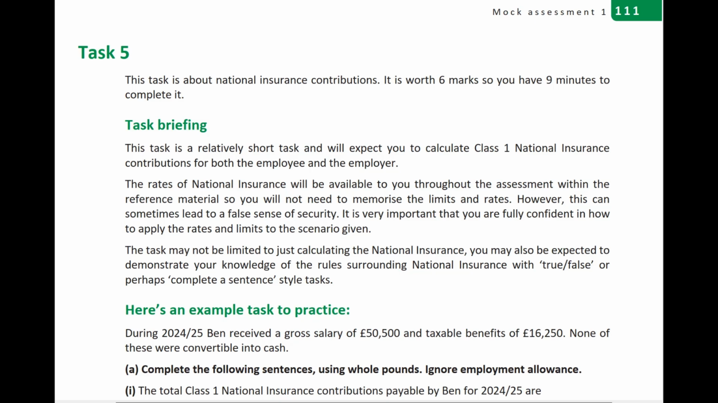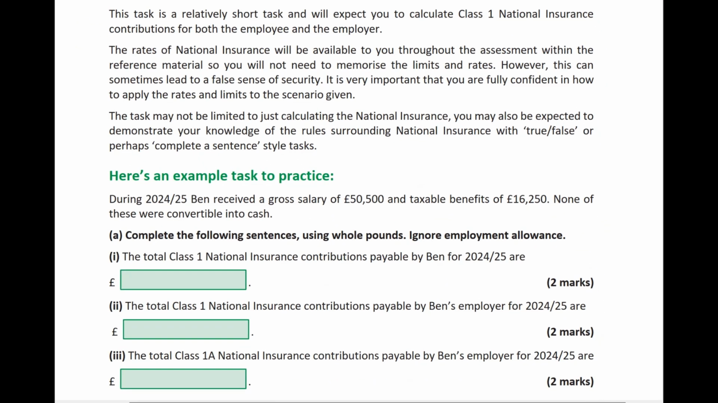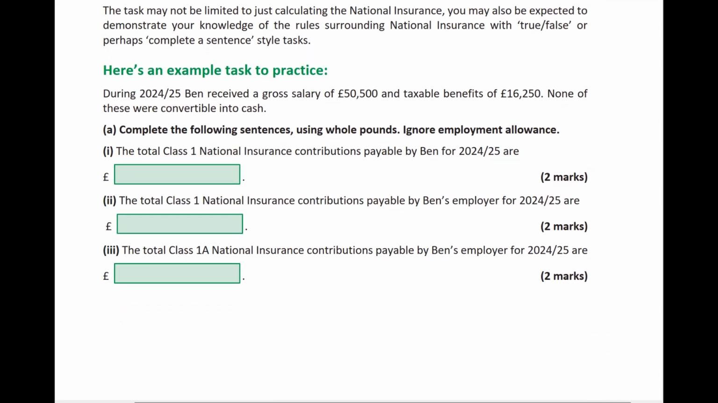Turning to the task then, here is the task that we're going to be working through, and it is Ben. Ben received a gross salary of £50,500 and taxable benefits of £16,250. None of these were convertible into cash. We have to work out how much Class 1 national insurance is payable by Ben for 24-25.